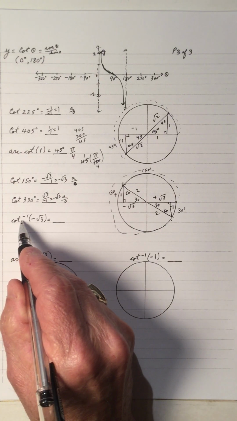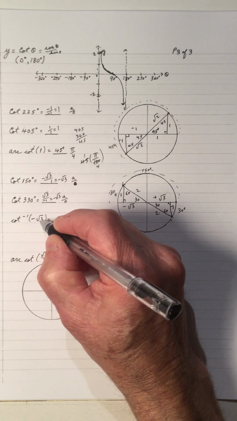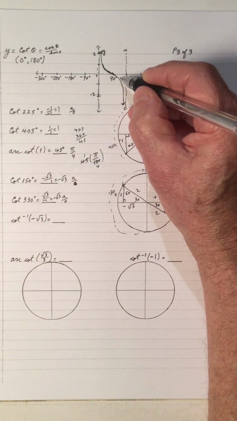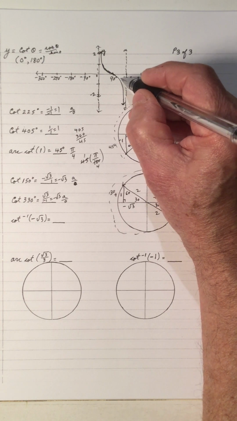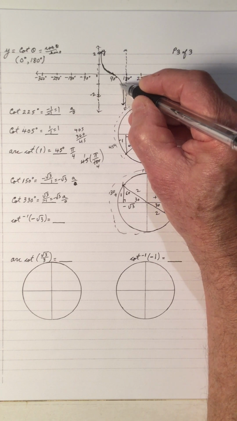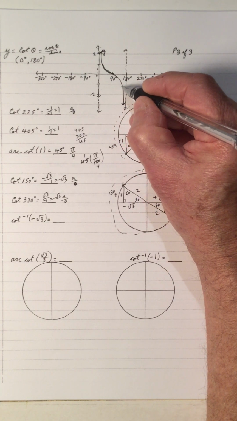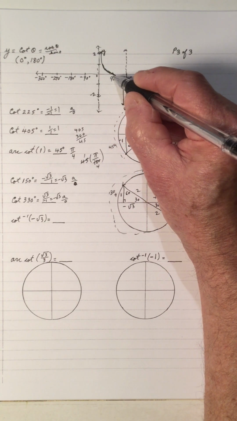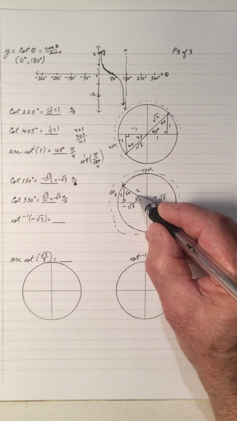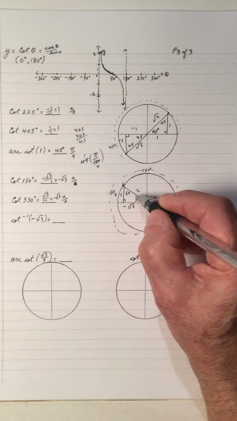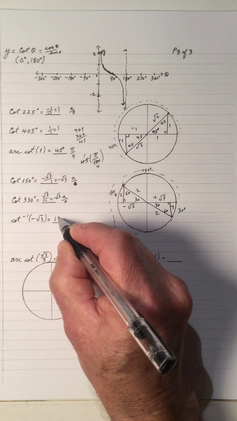But what about when we do arc cot? Cot to the negative 1, arc cot of negative root 3. Square root of 3 is 1.7, let's say. So that's a negative 1.7. That's negative 1 here, 1.7 is here. So this angle has to be between 90 and 180. So between 90 and 180, this angle has to be up here. Reference angle is still the same. So it has to be 150 degrees.